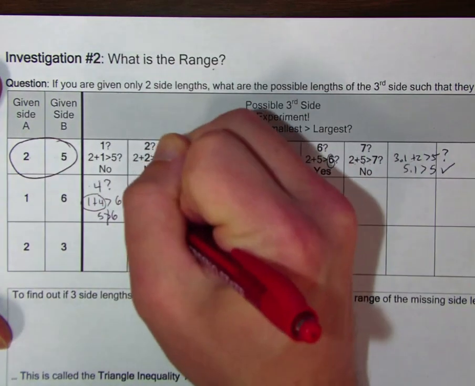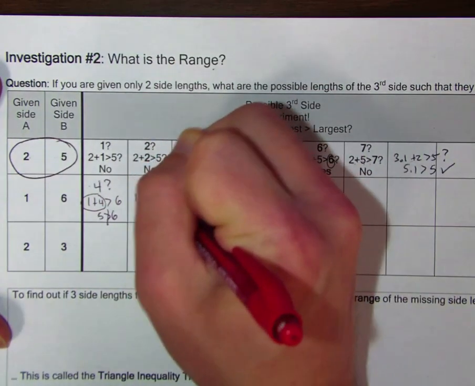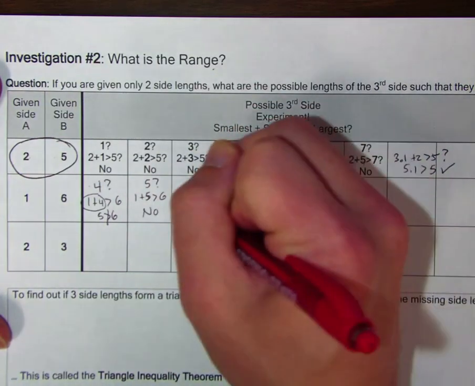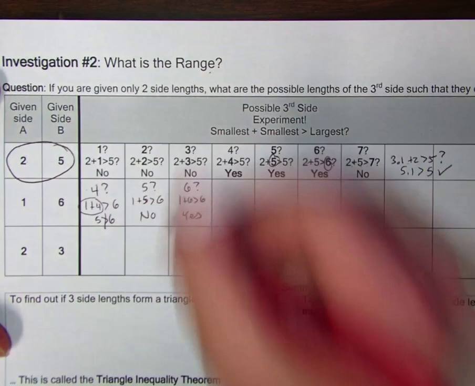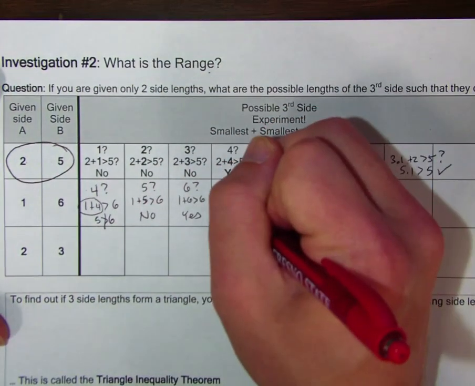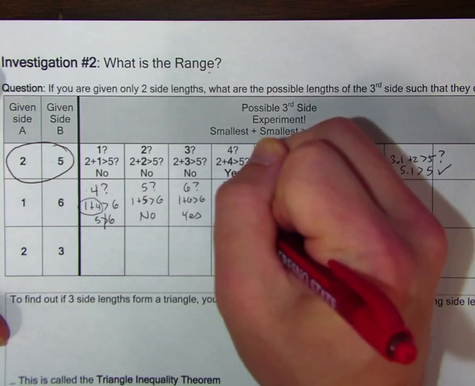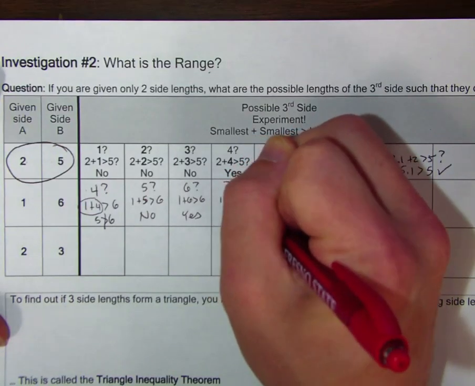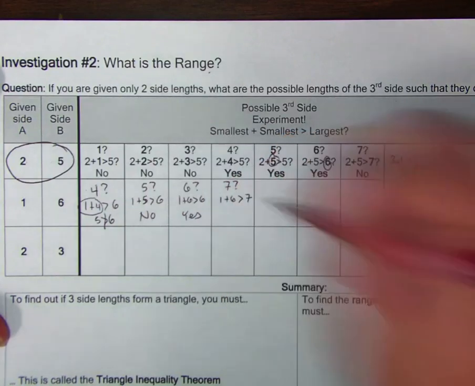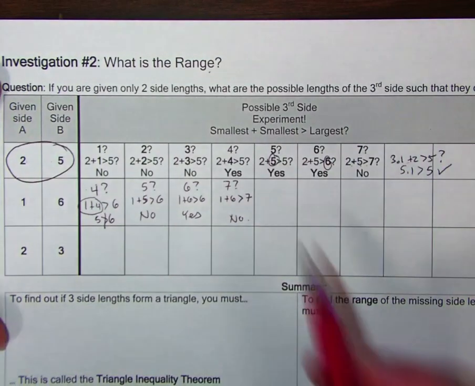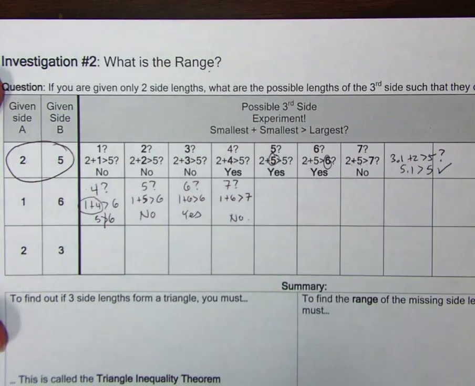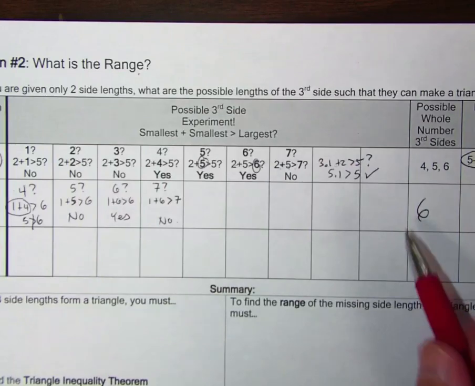What about 5? Okay, 1 plus 5, is that bigger than 6? Nope, it's not. What about 6? 1 plus 6, is that bigger than 6? Yes, that does work. What about 7? Okay, 1 plus 6, is that going to be bigger than 7? And in this case, no, it's not true. So the only number here that's going to work is 6. 6 is the whole number that's going to work.